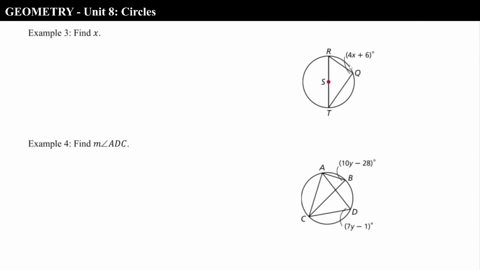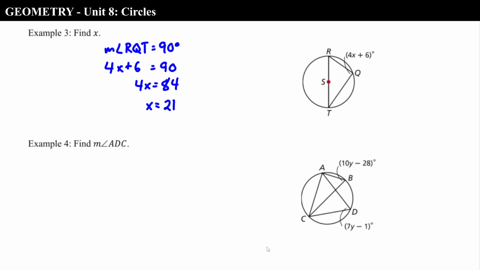In this first example, we're just simply going to find x. Well, we know that the measure of angle RQT is equal to 90 degrees. Well, we also know it's 4x plus 6. So 4x plus 6 equals 90. Subtract 6 from each side, you get 84, and divide by 4, and you have x is equal to 21.